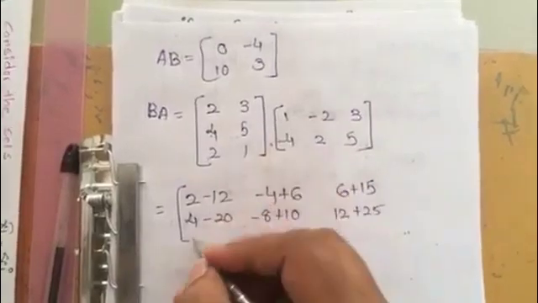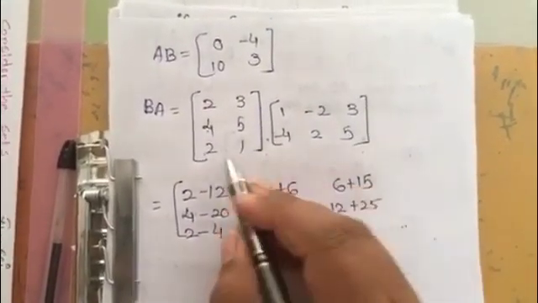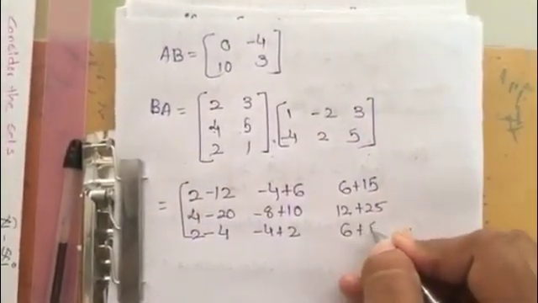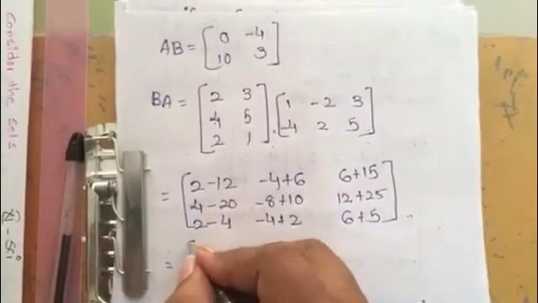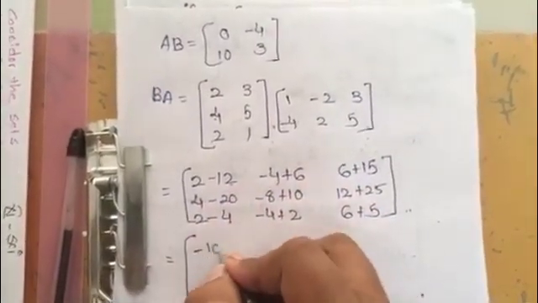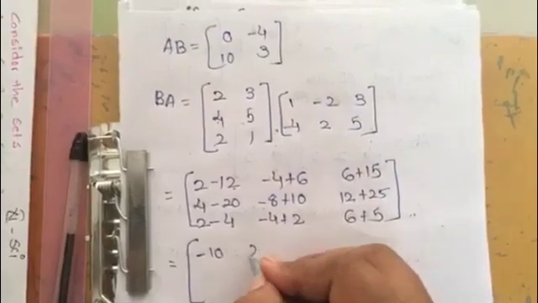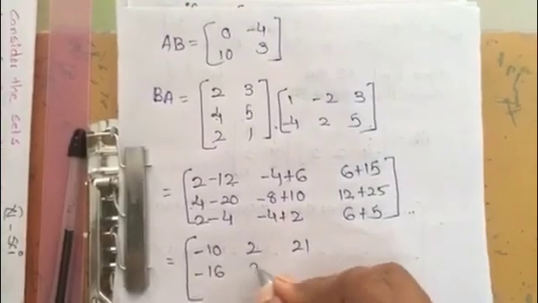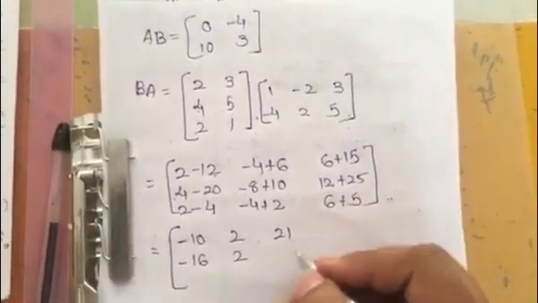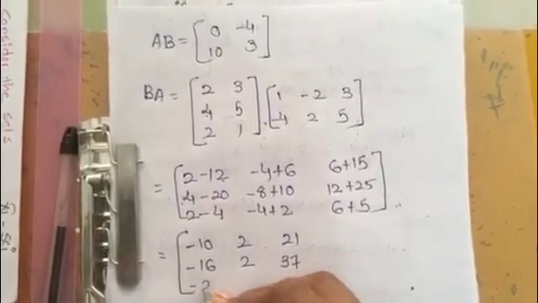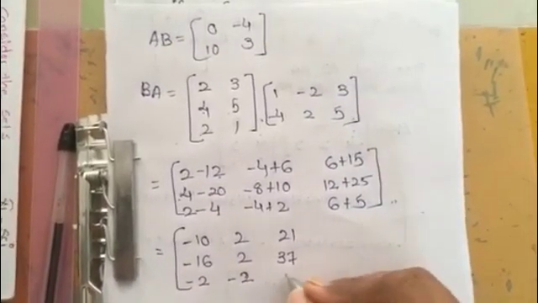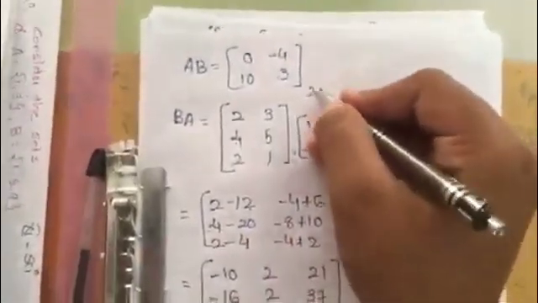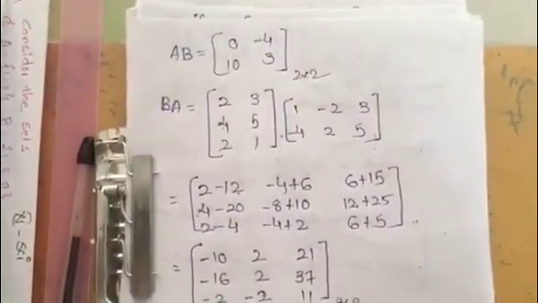And the last: 2 ones are 2 minus 4. 2 2s are minus 4 plus 2. 3 2s are 6 plus 5. Now solve the matrices. That is 2 minus 12 minus 10, minus 4 plus 6, 2, 15 plus 6 is 21, this is -16, this is 2, 12 plus 25 is 37, this is -2 and this will be 11. Here you see that AB was a 2x2 matrix and this BA is a 3x3 matrix.